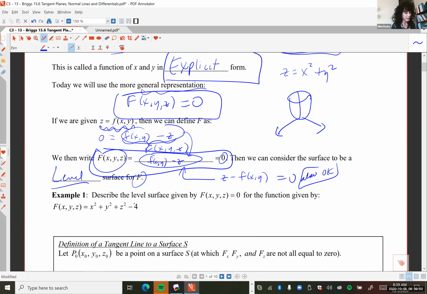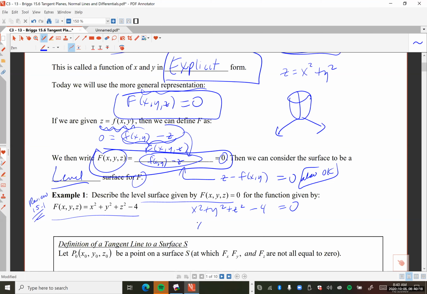You can graph it in 3D if you have a grapher. So just as a quick example, this is a review from 15.1. Describe the level surface F of x, y, z equals 0 for this function: big F of x, y, z equals x squared plus y squared plus z squared minus 4. Well, if you set this function equal to the constant 0, let's rearrange the equation a little bit.